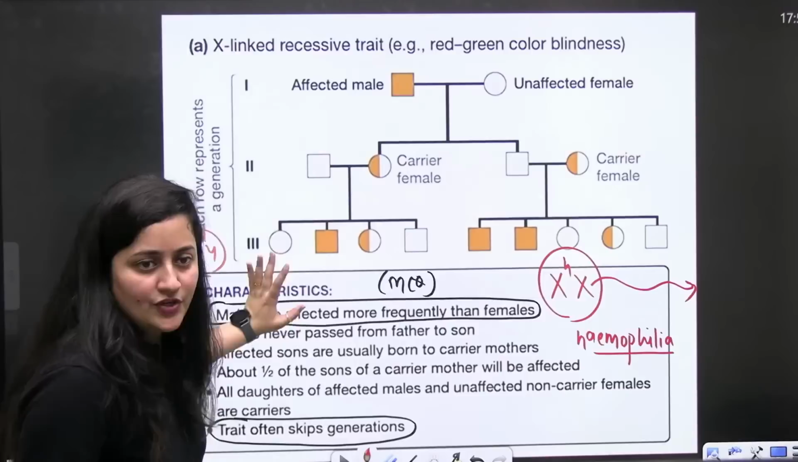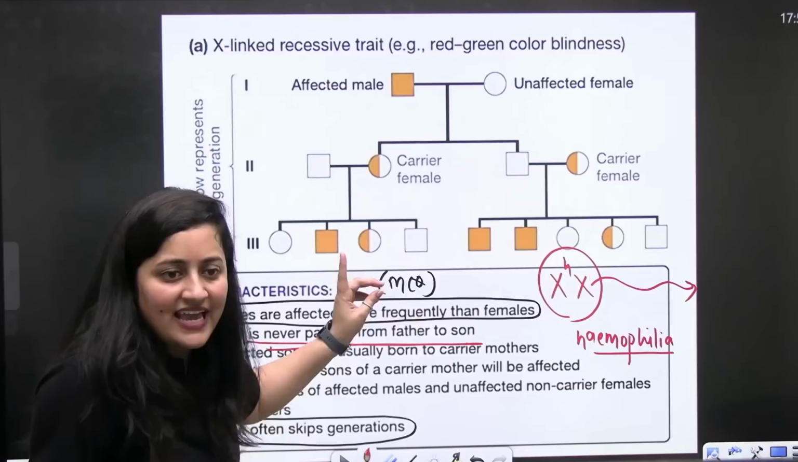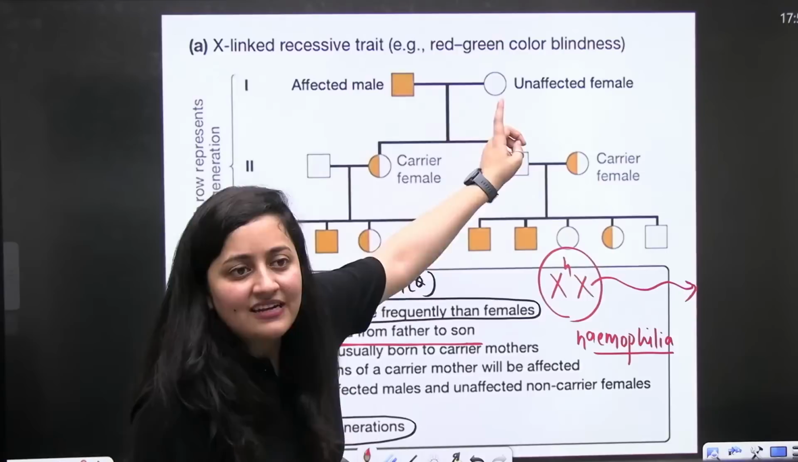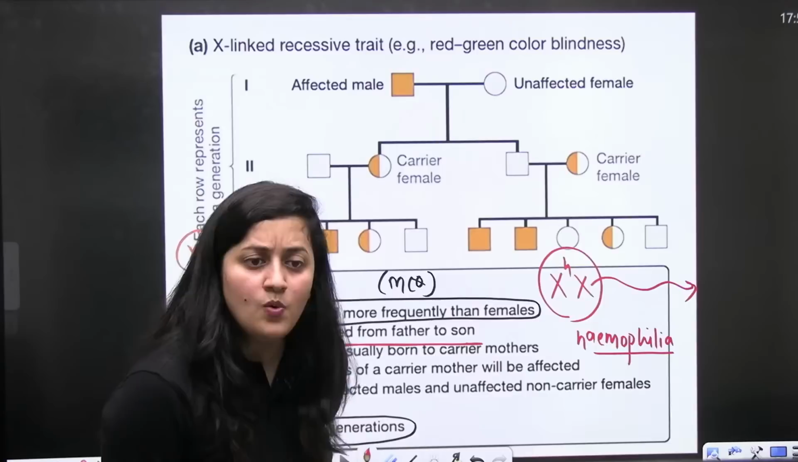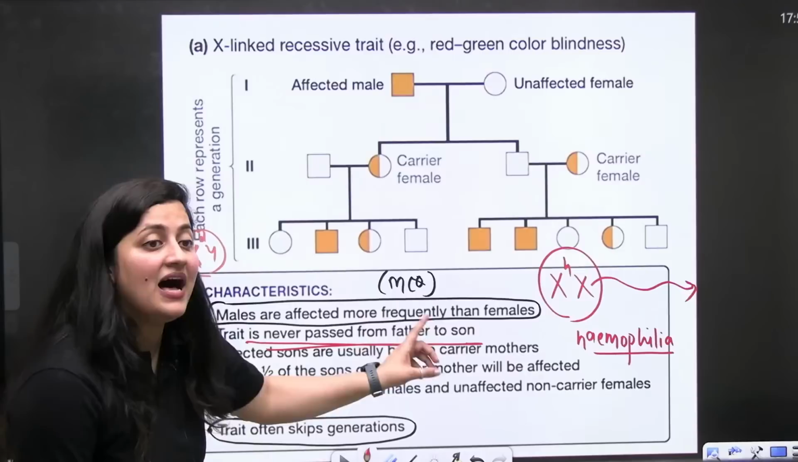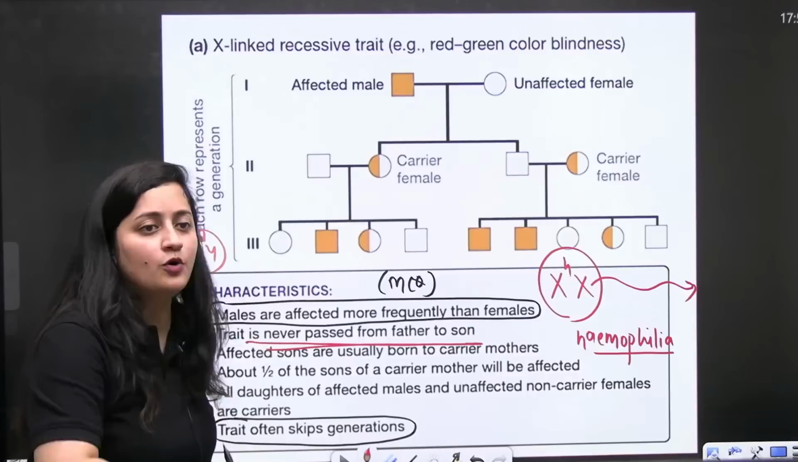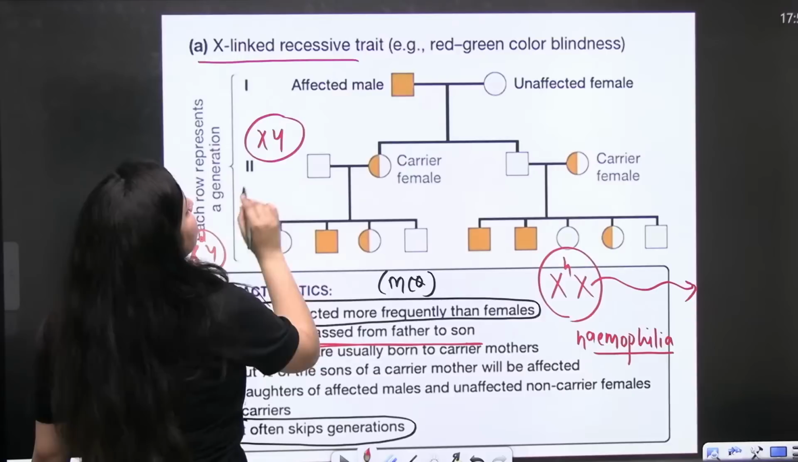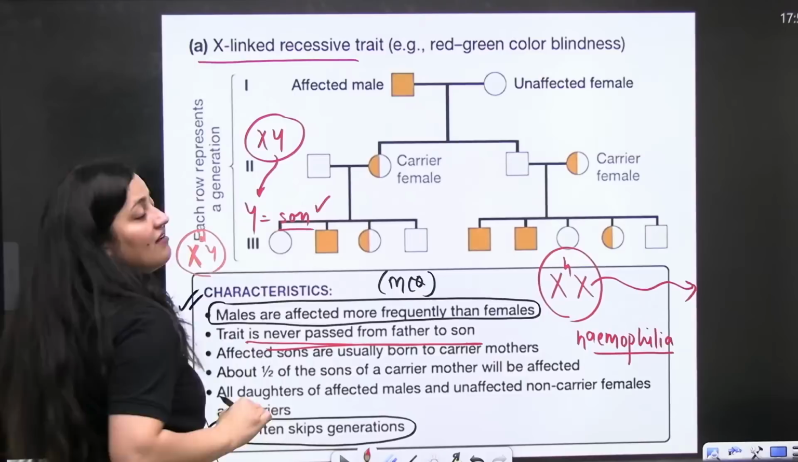Is that clear? So the trait is never passed from father to son. Can you explain why, in the case of an X-linked recessive trait, the trait is never passed from father to son? Anyone in the chat who can answer this? Very good, Reshma. Because the father is only going to pass the Y to his son.